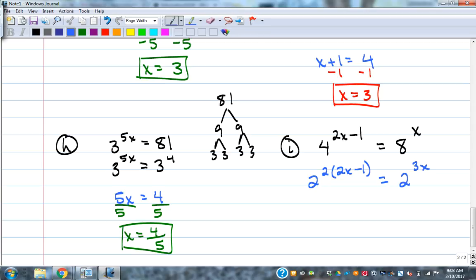Because that's not exponential. 4 to what power would be 8? It would be a fractional power. So, I mean, you don't want to introduce fractional powers unless you have to. We don't have to at this point. So, why am I multiplying here?